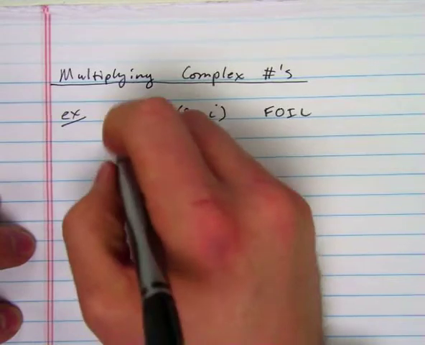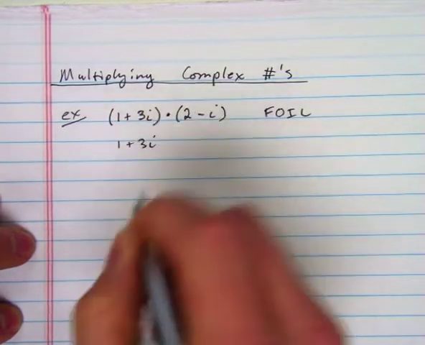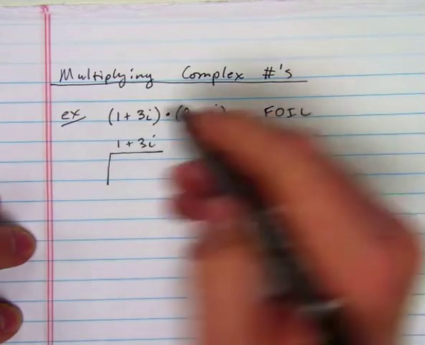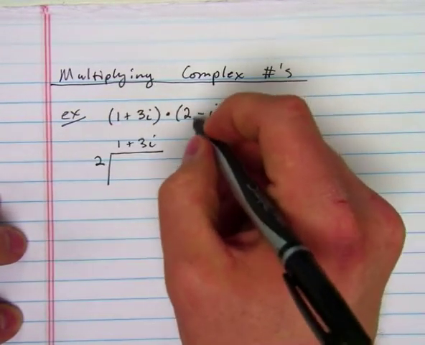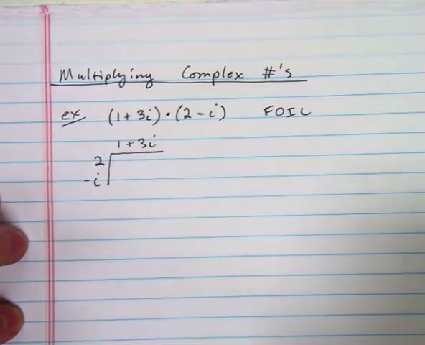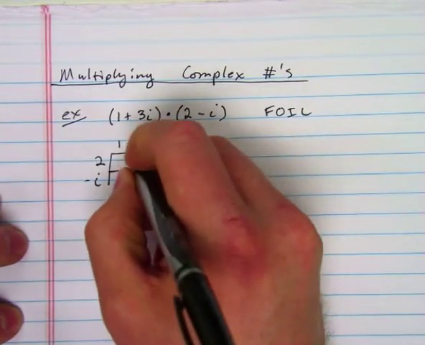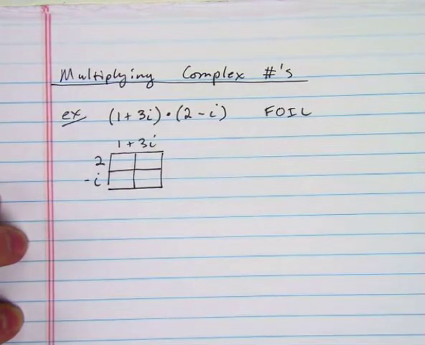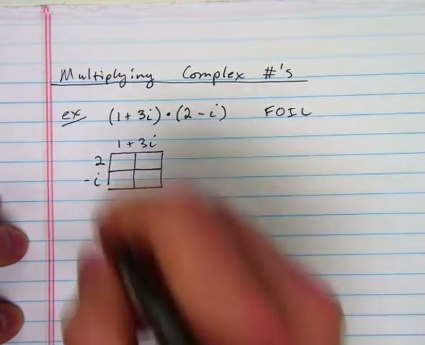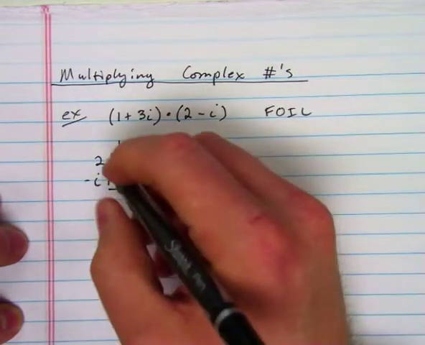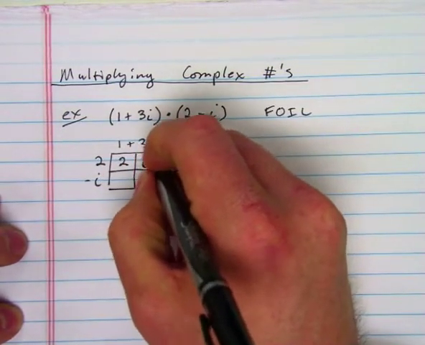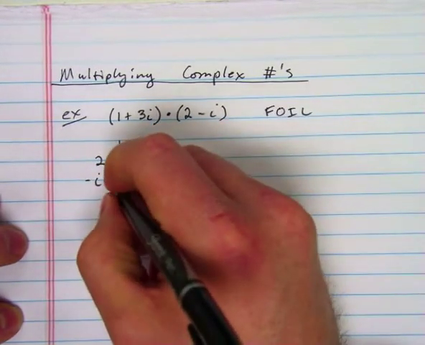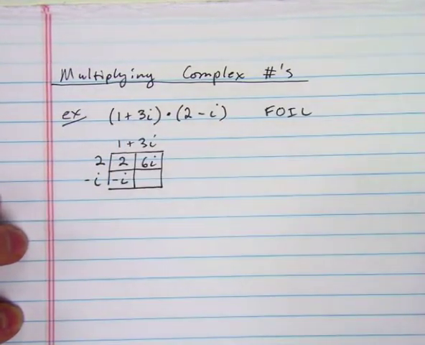And so I take this one right here, I write 1 plus 3i on top of the box. Then down the side I'm going to have a 2 row, and then since this is minus i, I'm going to have a minus i row. And so all I have to do is multiply and put my answers in the box. It organizes it for me, it's a lot easier. 2 times 1 is 2. 2 times 3i is 6i. 1 times negative i, that would be negative 1i, or just negative i.